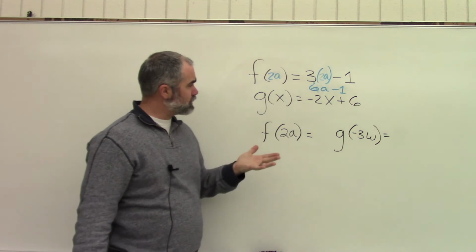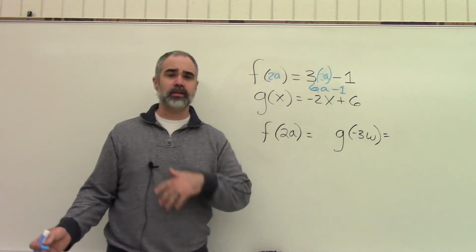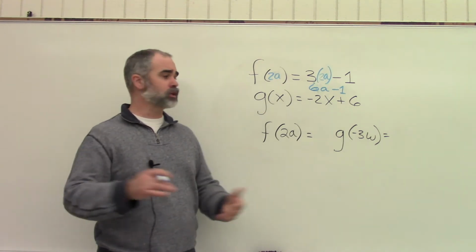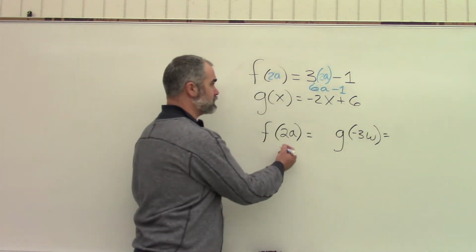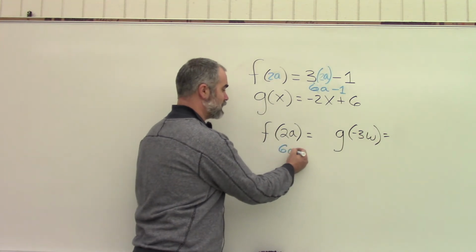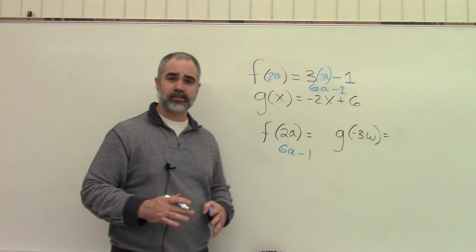Now, you might want to try to simplify this farther, but you can't. I didn't give you any number for a. I didn't tell you anything else. So all you can say is that the function f of 2a is equal to 6a minus 1. And that's as simple as you can get with this.